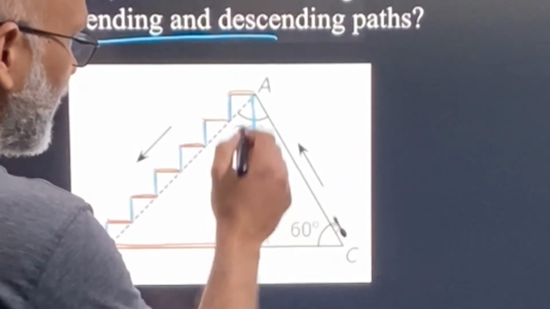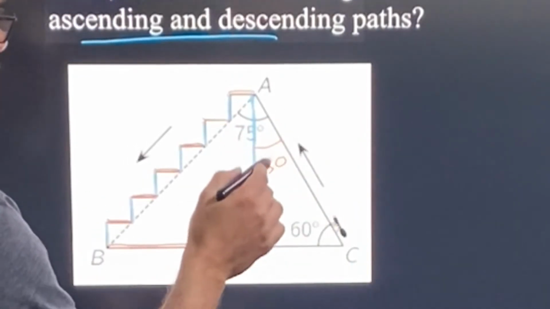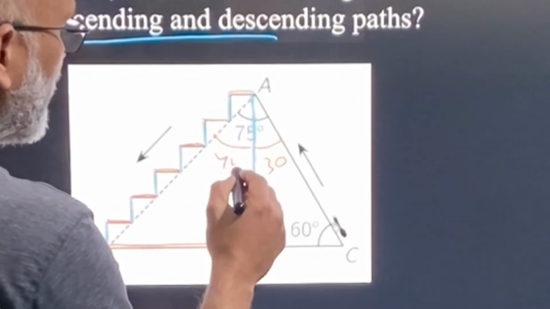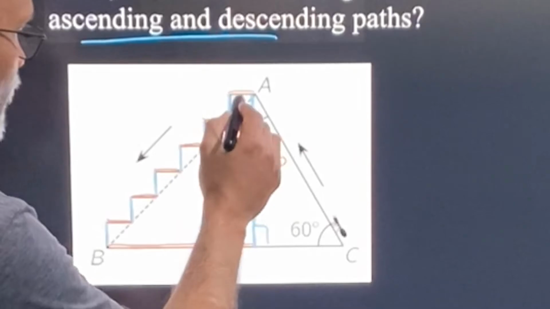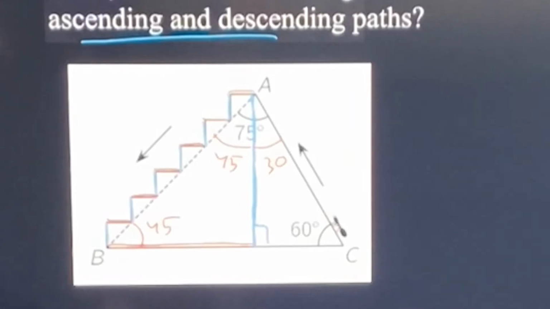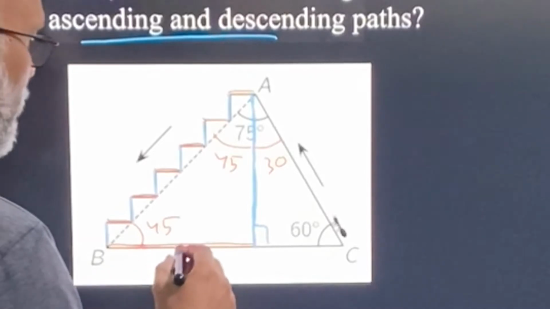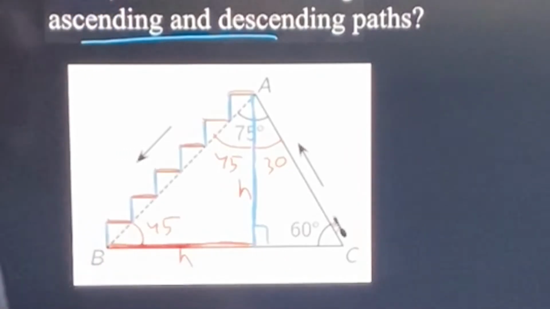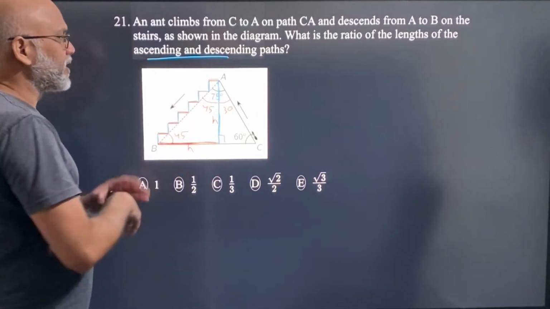If this is 60 degrees, and if I look at this right triangle, this must be 30 degrees. 60 plus 30 is 90, and this is 90. Now if this is 30, this must be 45, because the total is 75 that is given to us. Now if I look at this right triangle, if this is 45, this must be 45 degrees. So this is an isosceles right triangle. If I call this height h, this also will be h. So we have figured out a few things about this diagram.